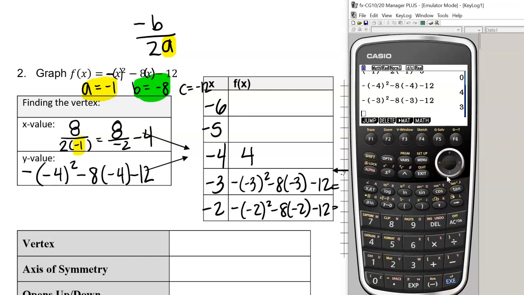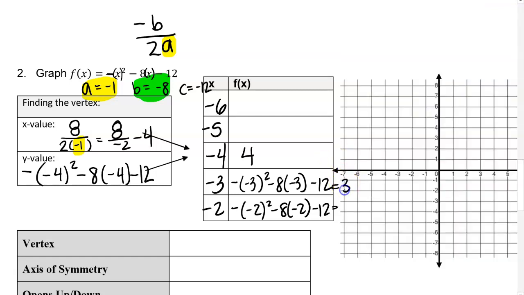And we get +3. So if this value is 3, then this value is also 3. Okay, and then down here we get -4 plus 16 minus 12. So 12 minus 12 is 0.